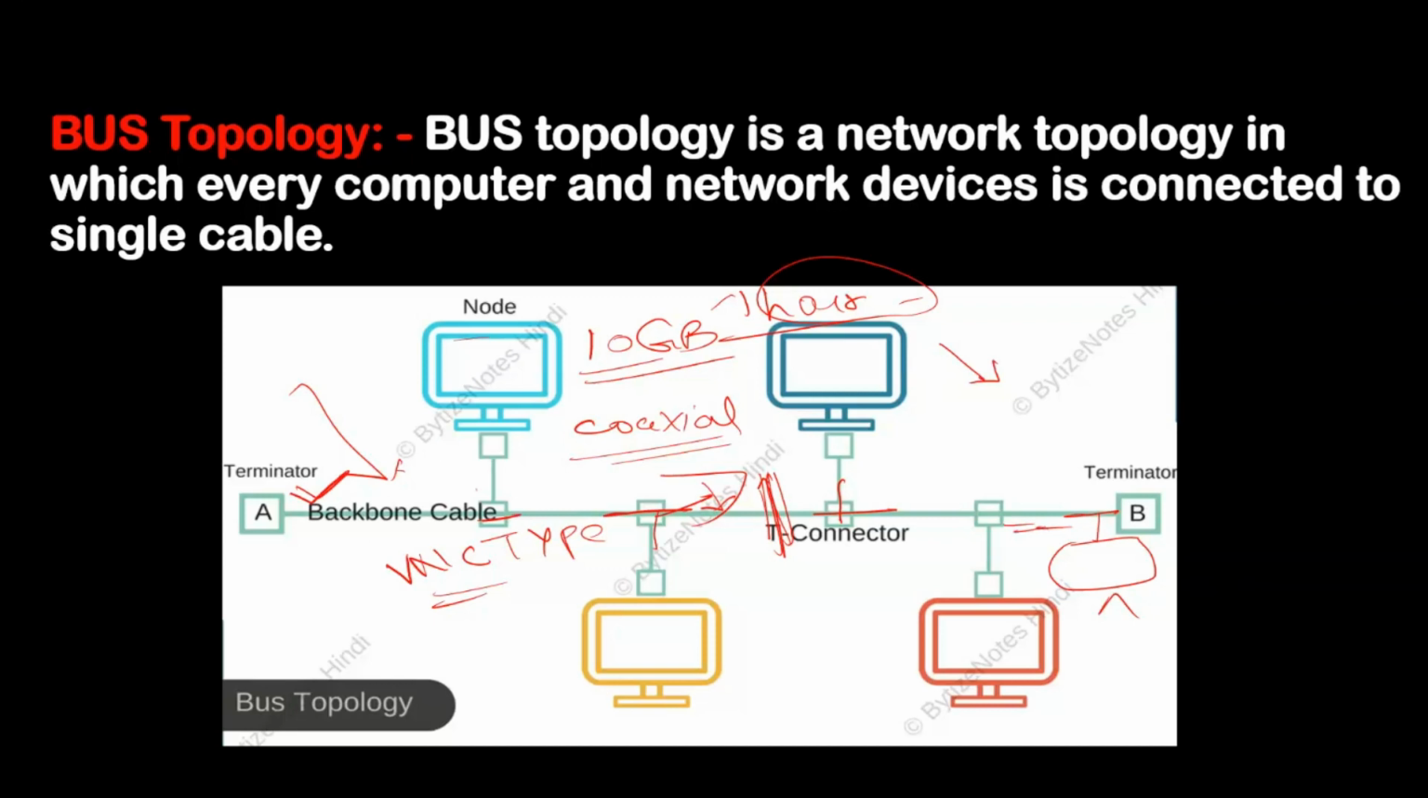And at the starting and at the end, we have to connect this terminator. Terminator means what? Terminator is a 50 ohm resistor. So the resistor will remove the collision from your network. So at the starting and at the end, you have to connect this terminator in bus topology.